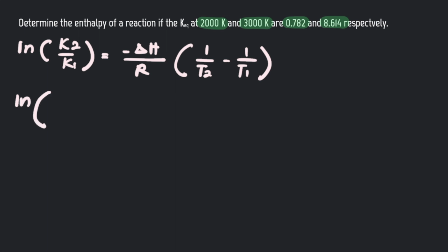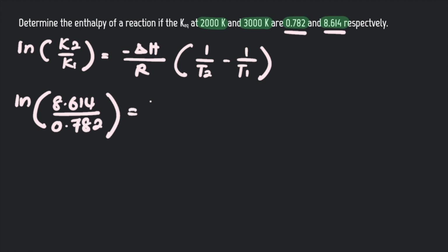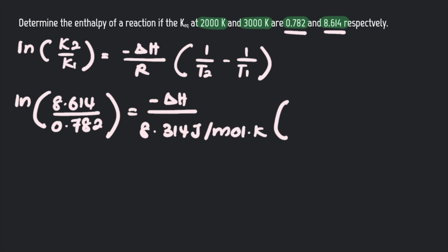So your K2 is 8.614 and then divide by the K1 0.782 is equivalent to your delta H, and the value of R that you want to use is 8.314, and the unit should be in joule per mole Kelvin. And then 1 over T2, your T2 is 3000 Kelvin, minus 1 over T1, T1 is 2000 Kelvin.